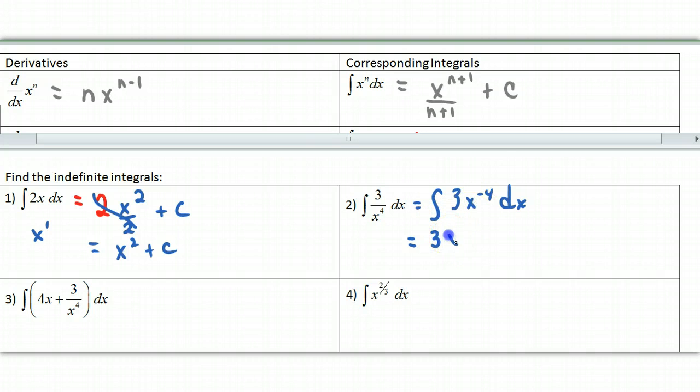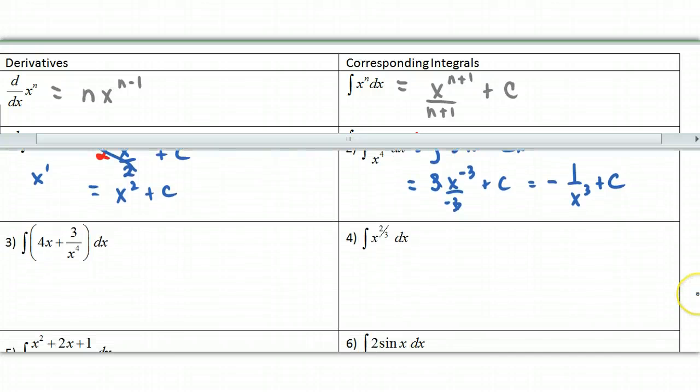And then this is going to be x to the 1 higher power. Be careful. It's negative 3. That's 1 higher. And then divided by negative 3, plus c. And then I'm going to simplify this. Remember, don't leave your answer with negative exponents. These cancel, so I'm left with negative 1 over x cubed plus c. If you're in doubt of this, take the derivative of this, double check that it goes back there.